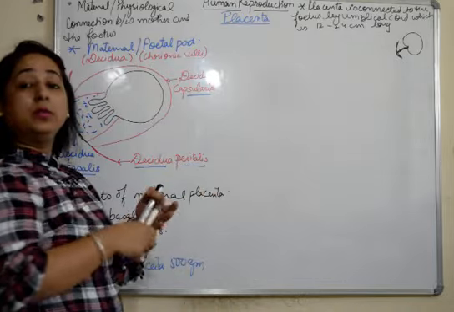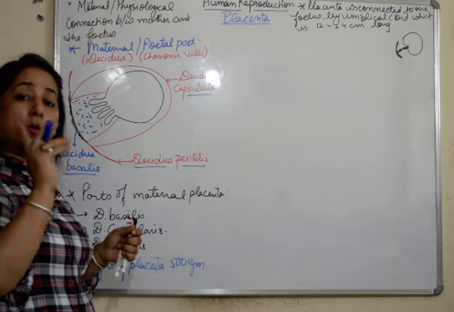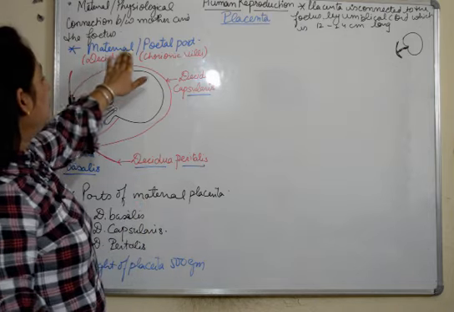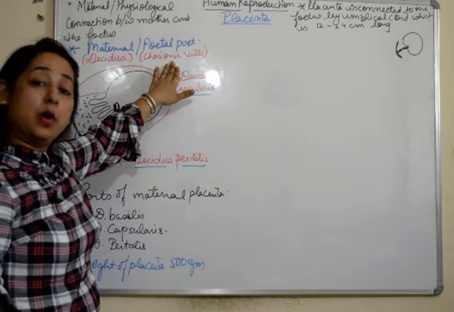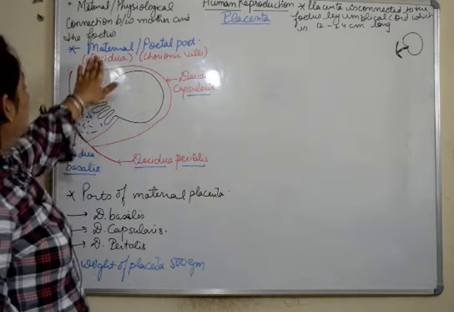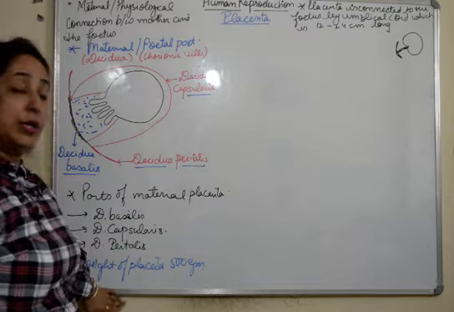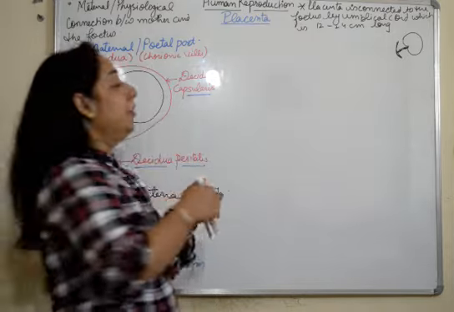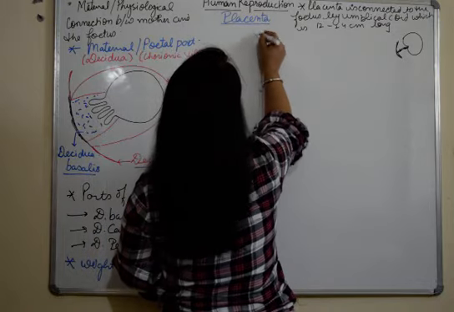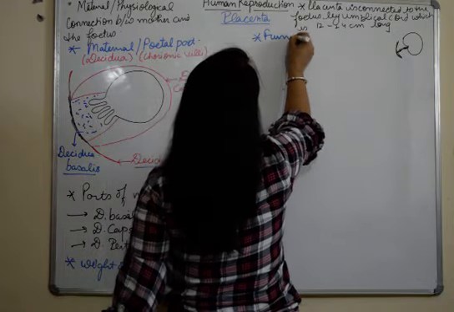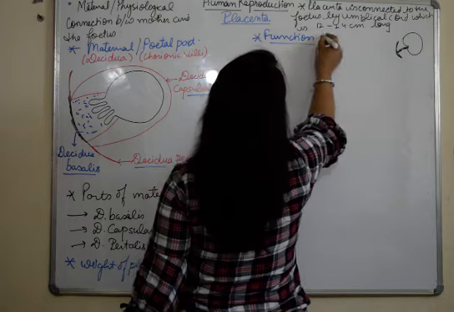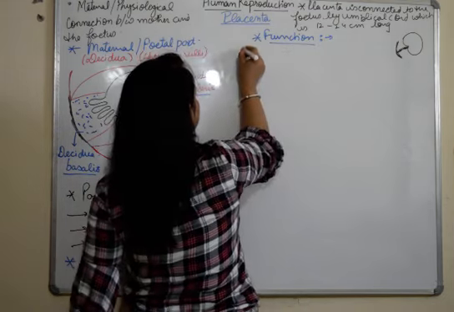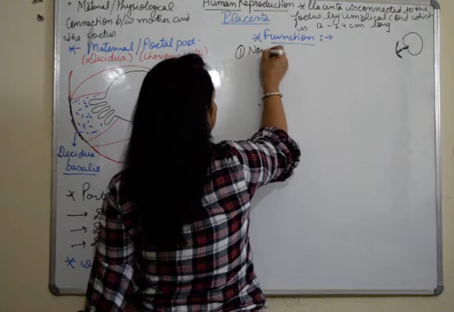Now what have we known till now? The maternal part is known as decidua, and the fetal part is formed of chorionic villi. The maternal part, decidua, is divided into three parts, and we have covered its weight and the connection. Now we are going to talk about the functions of the placenta. The first function would be nourishment.